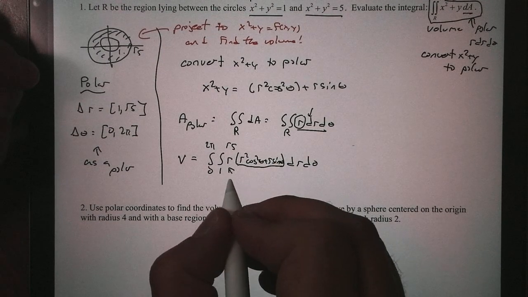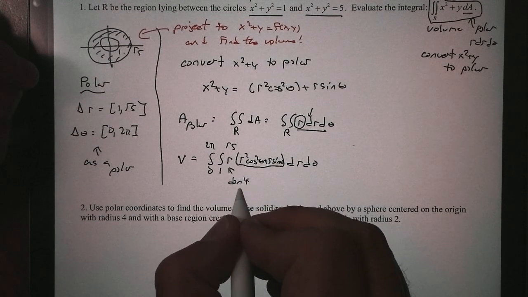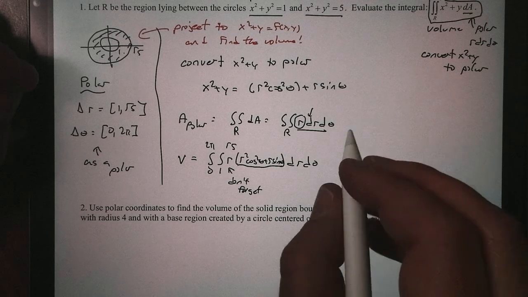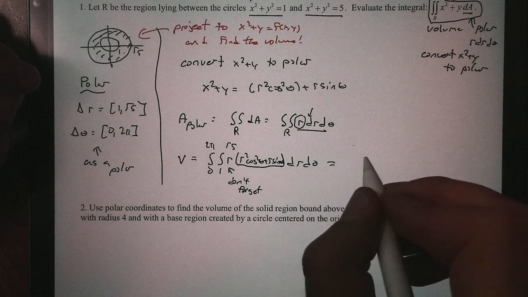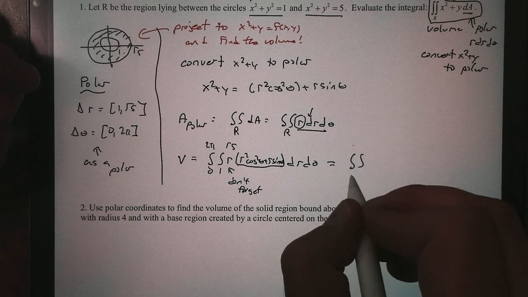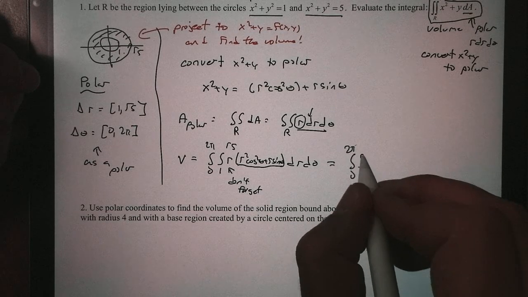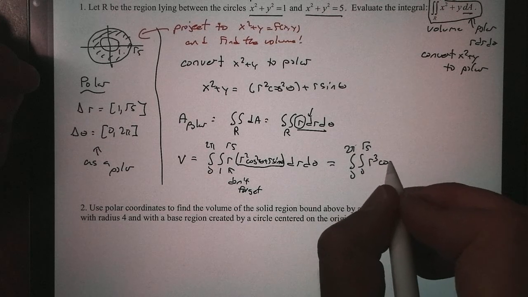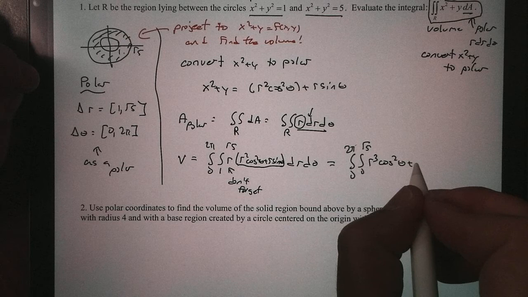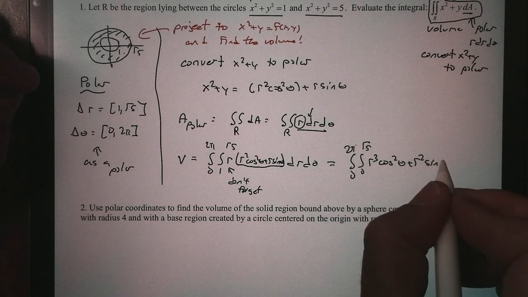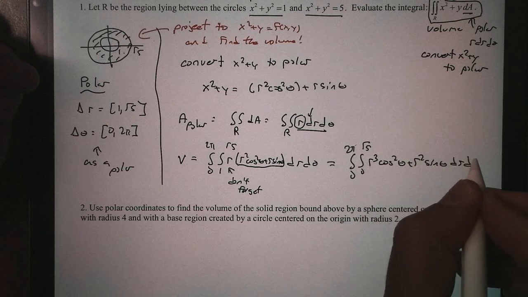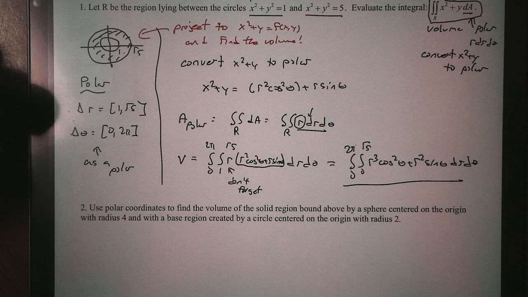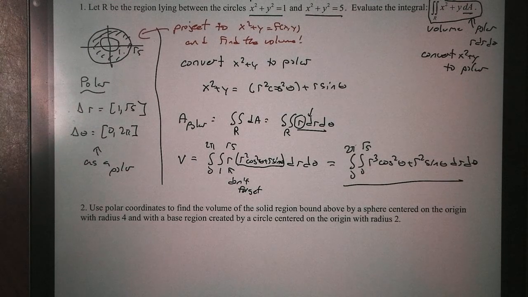Don't forget this r. That's going to be the one thing that most people forget right there. We don't want to forget that. It's part of our formula right there. And of course, we can distribute that too. It will make it easier to integrate by hand later on. From 0 to root 5, we would get r cubed cosine squared theta plus r squared sine theta dr d theta. And that would be our formula to find the volume.